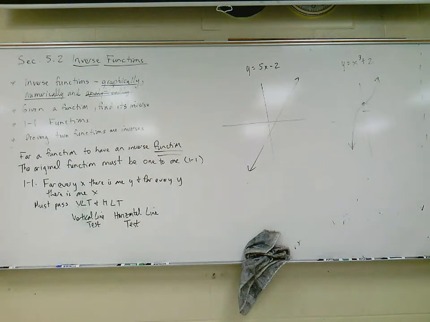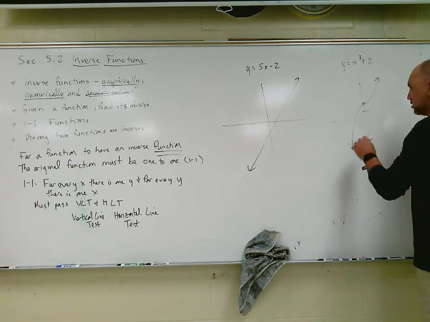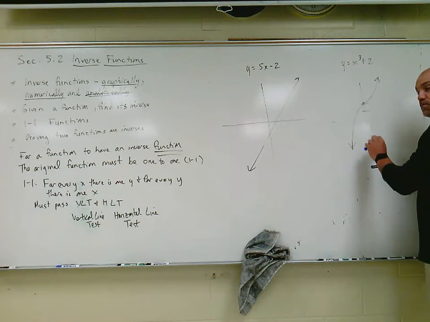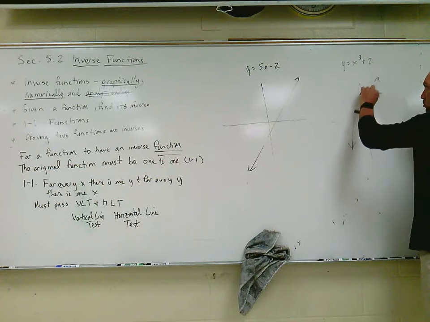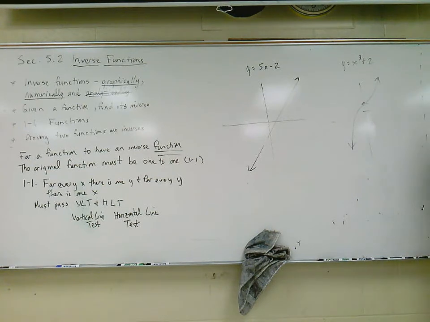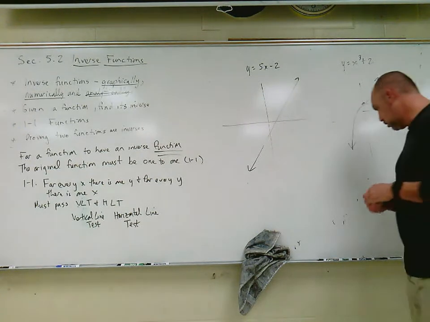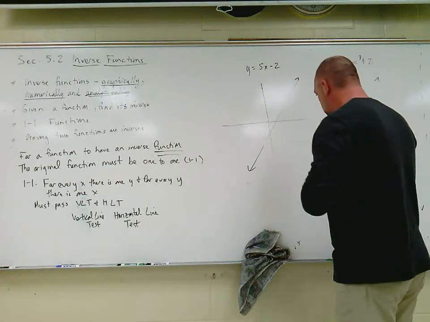Okay? And I would encourage you to type them in on your calculator and then just move your pencil around. So does this look like it's 1 to 1? If I draw a vertical line, it only crosses once, and a horizontal line only crosses once. I call this the McDonald's graph.